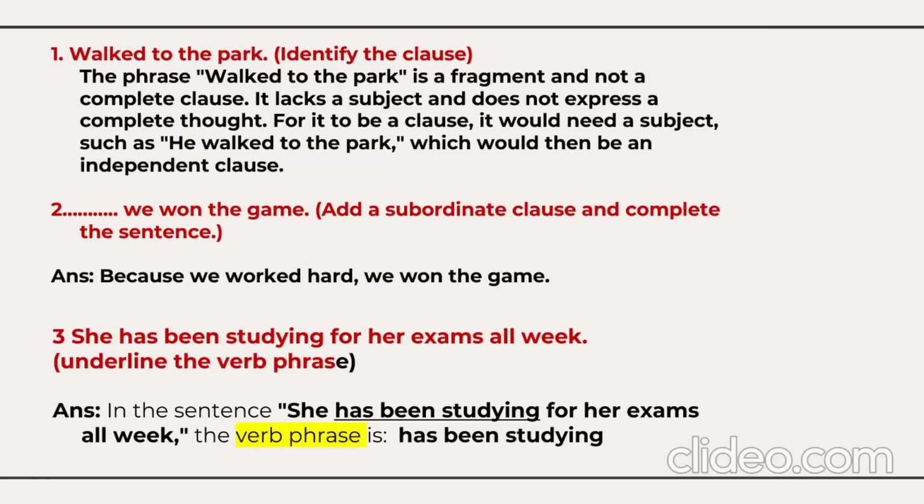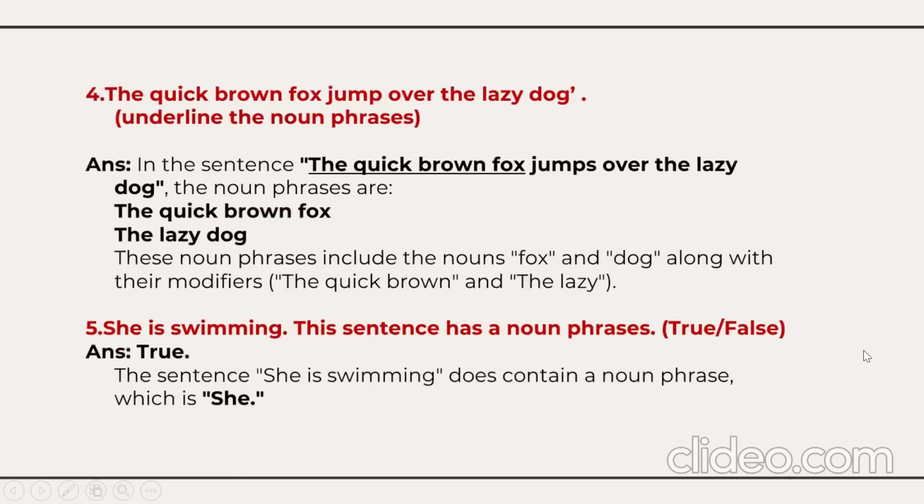Then won the match, right? So you have to complete the sentence by adding here a subordinate clause: because we worked hard, we won the match. Then in this sentence you have to find out here the verb phrase, obviously the ing format, right? Has been studying is the verb phrase. Then you have to find out here the noun phrase. So quick brown fox, fox is a noun, and she's swimming, this sentence is a noun phrase. Yes, it's about a noun. So like this, you'll be having here 5 questions for 5 marks.